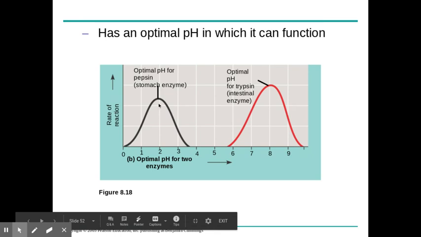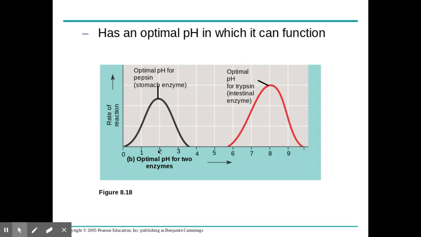So here we have a stomach enzyme, which would make sense if you have to be able to work in the environment of the stomach, that it would have a low pH. And for this one, this is an intestinal enzyme, which has a much higher optimal pH. So just showing you that pH and temperature are very important. Why? Because it affects the shape of those enzymes.